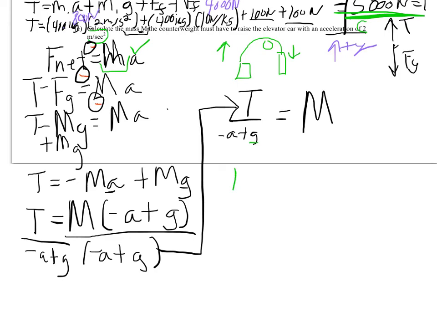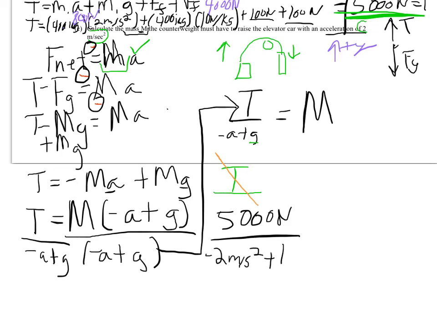So, tension over... I was going to do that slower. Let's just go ahead and fill in the numbers. So let's skip rewriting it. 5,000 newtons for tension. 2 meters per second squared for A. 10 newtons per kilogram for G. And meters per second squared and newtons per kilogram are really the same unit. All equals big M. Negative 2 plus 10 is 8. So it's 8 meters per second squared on the bottom.